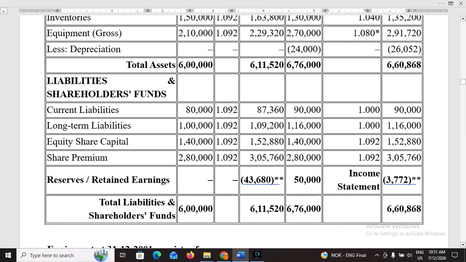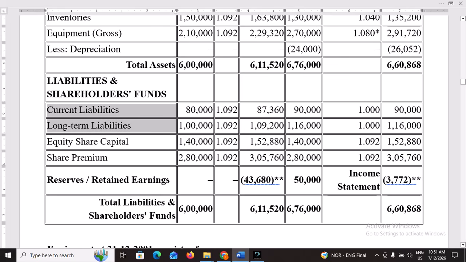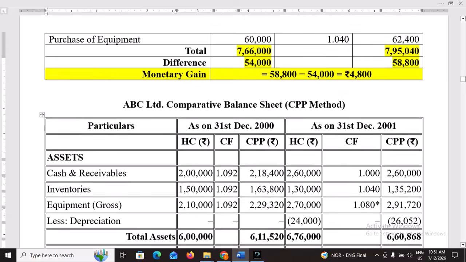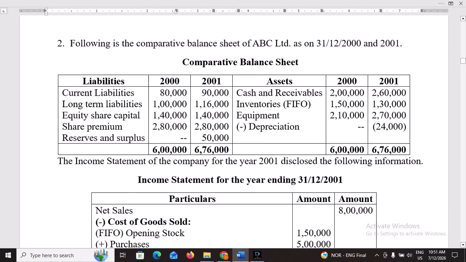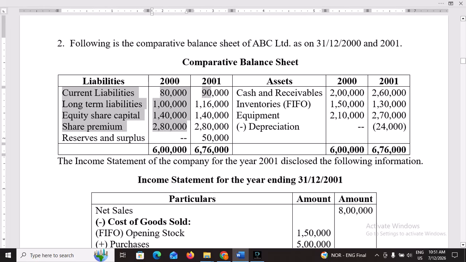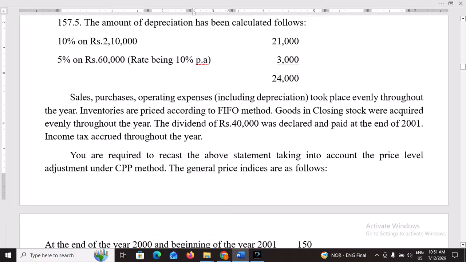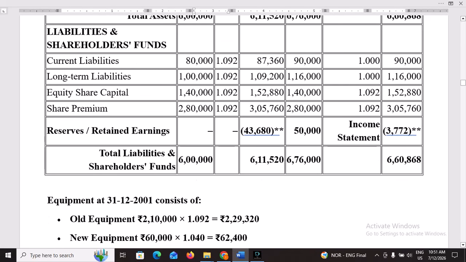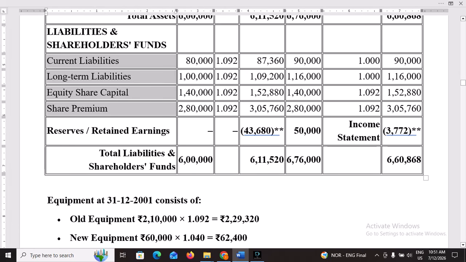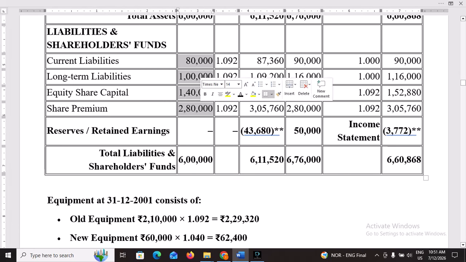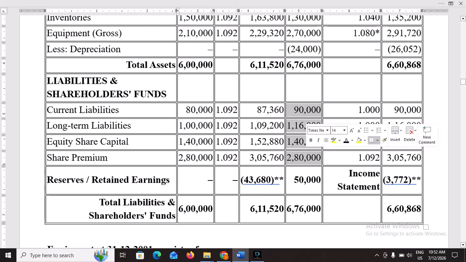We'll go for the next one: liabilities and shareholders' funds. Current liabilities, long term liabilities, equity share capital, share premium. Opening is a complete copy paste. Closing is also a complete copy paste, except reserves and surplus. Share premium: 80,000 to 2,80,000, and the next one 90,000 to 2,80,000. Done.